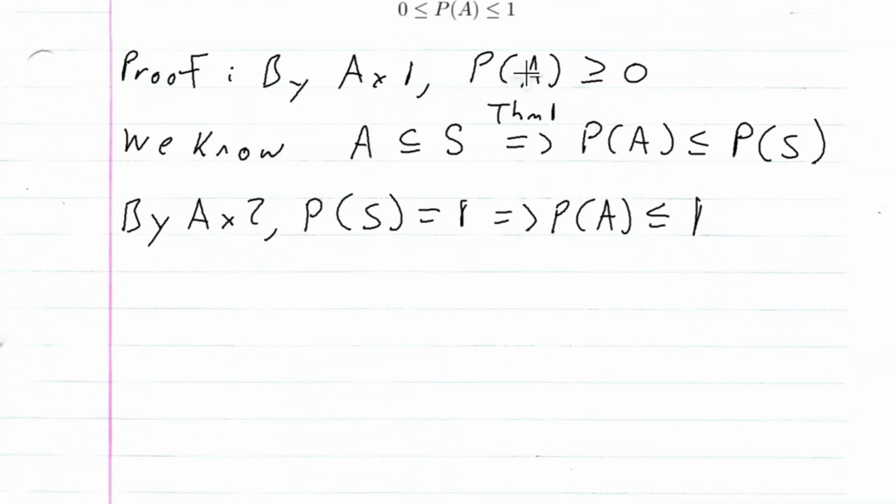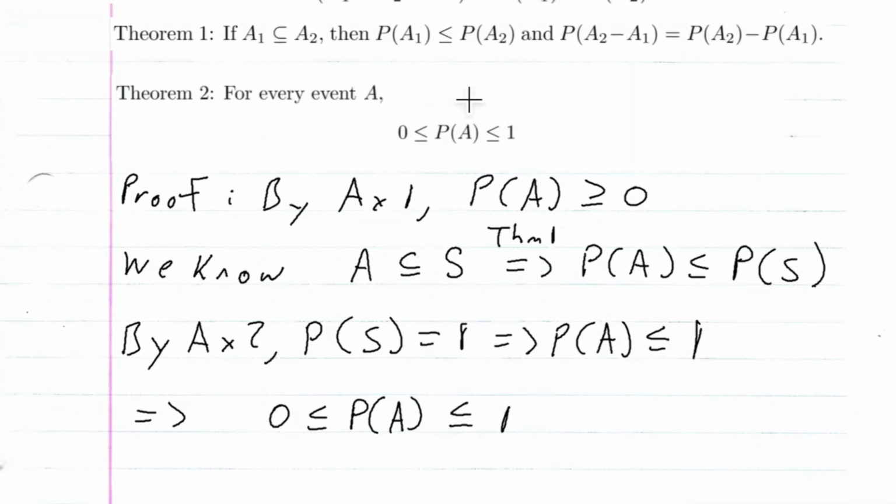So now I have the probability of A is bigger than or equal to 0. So this means I have that 0 is less than or equal to the probability of A, and I have that the probability of A is less than or equal to 1. And that's exactly what I wanted to show.